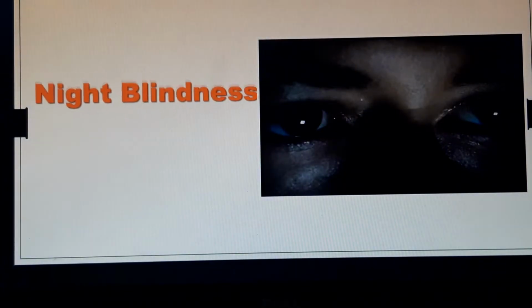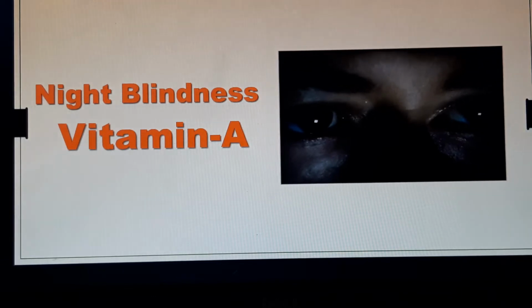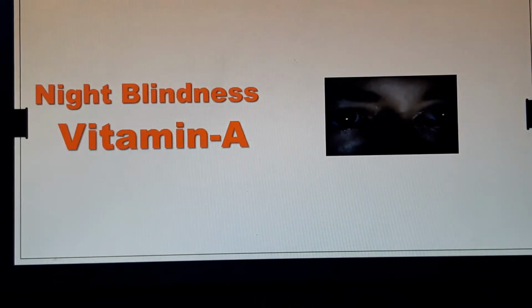Night blindness is caused due to lack of vitamin A in our diet. Its symptoms may include poor vision or loss of vision in darkness, and sometimes complete loss of vision. Its sources may include papaya and milk.